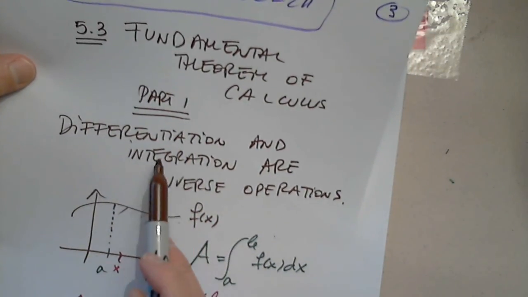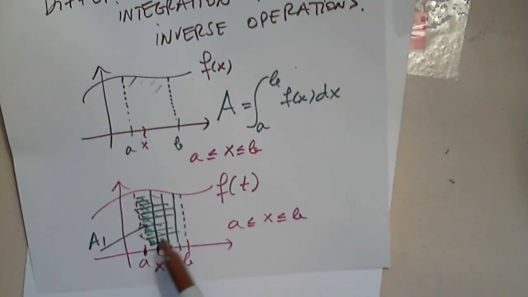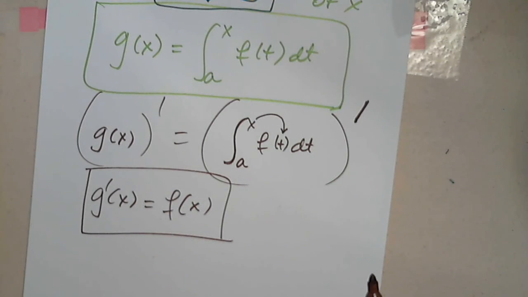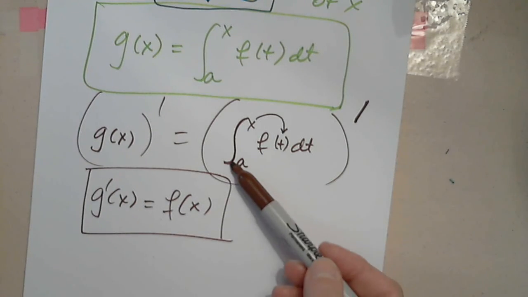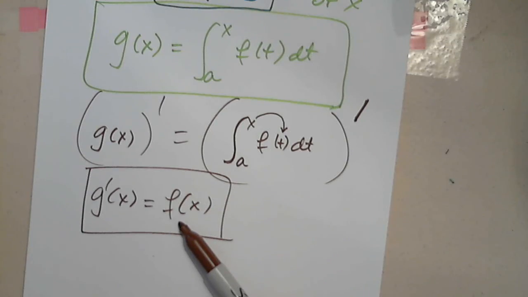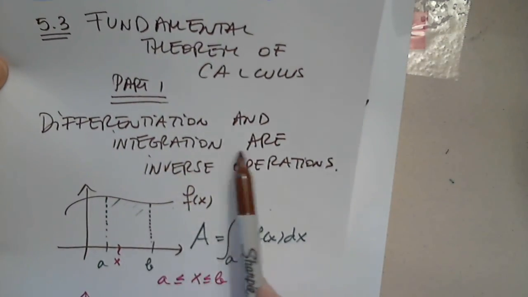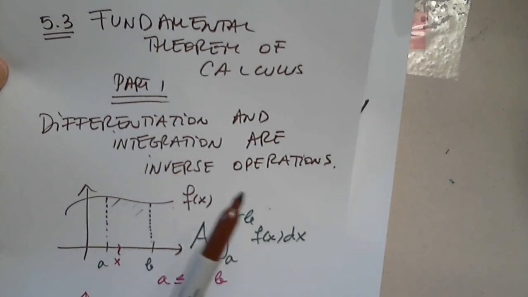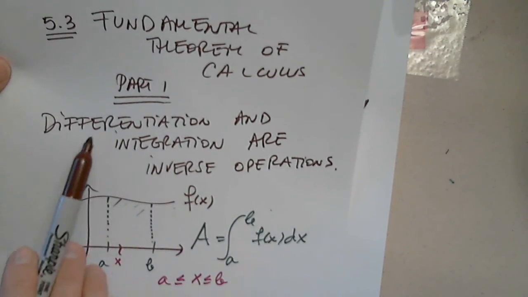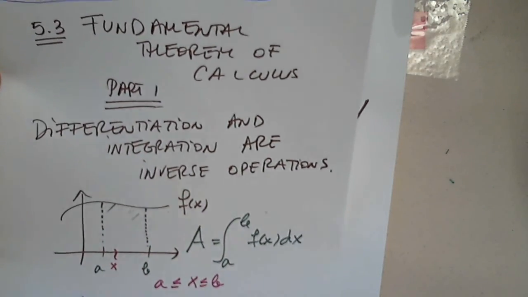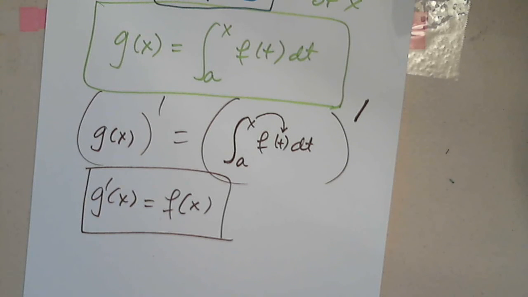And this is exactly what part 1 is really telling us. So we created a function in the form of an integral just to show that when we differentiate this integral, we get the function itself. Differentiation and integration are inverse operations. When I integrate a derivative, or when I differentiate an integral, I just get the function and nothing else.